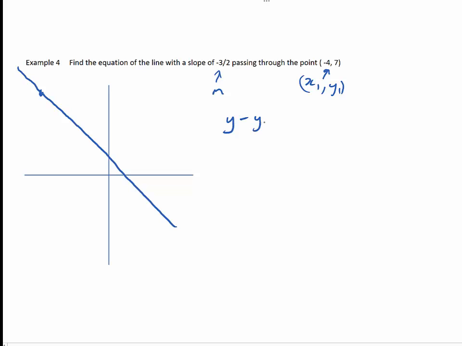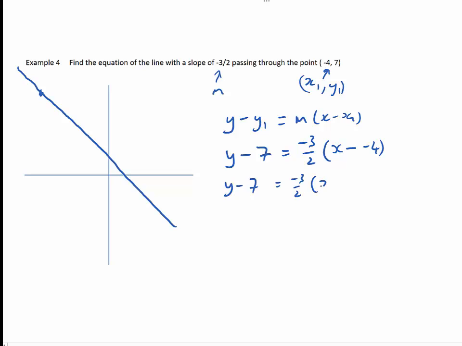So y minus y1 equals m times x minus x1. So y minus 7 is negative 3 over 2 times x minus negative 4. Exactly the same as previously, we've just got to be a bit more careful with the signs. So let's do one thing at a time. y minus 7 equals minus 3 over 2 times x minus negative 4, which is the same as x plus 4.